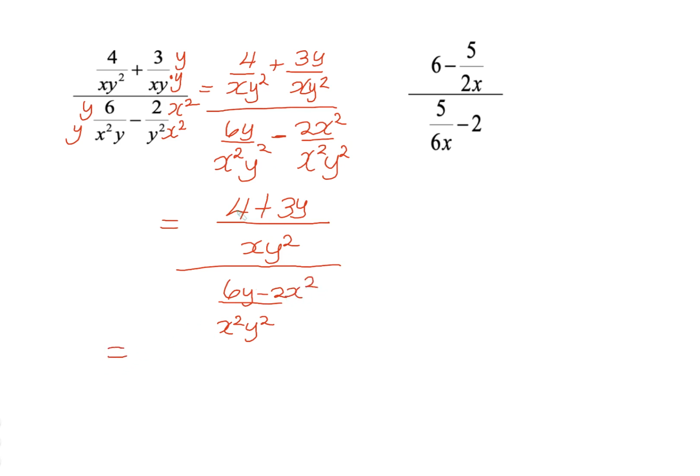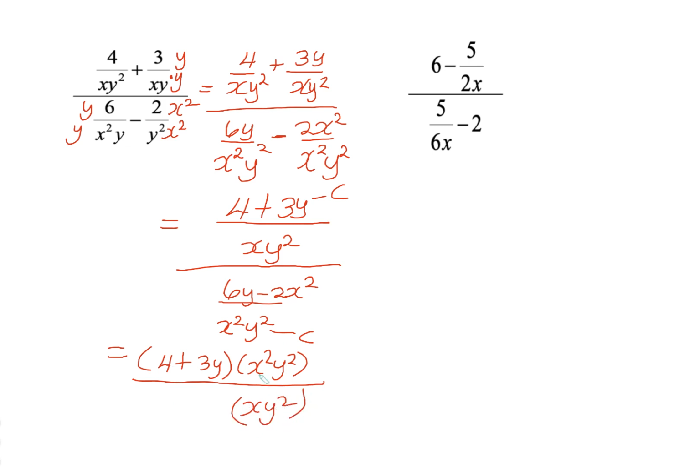Remember our apple pie, so crust and crust. I just do the crust. Once I get the crust, I know who's multiplying. So this will be 4 plus 3y times your x squared, y squared, over, and then the middle portion, xy squared over here. And then this would be 6y minus 2x squared.